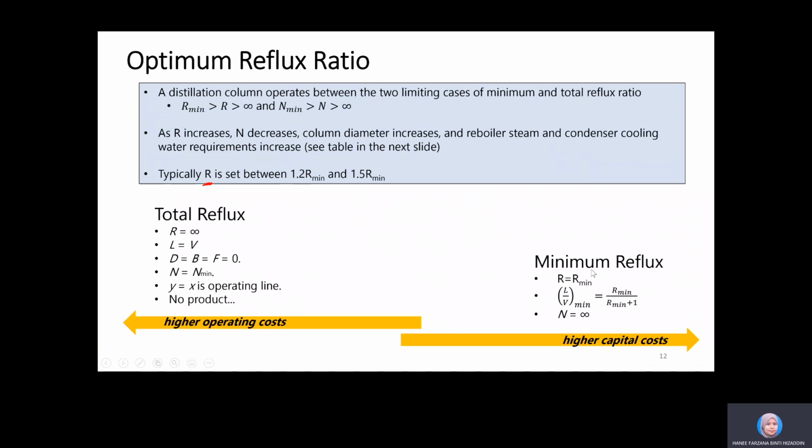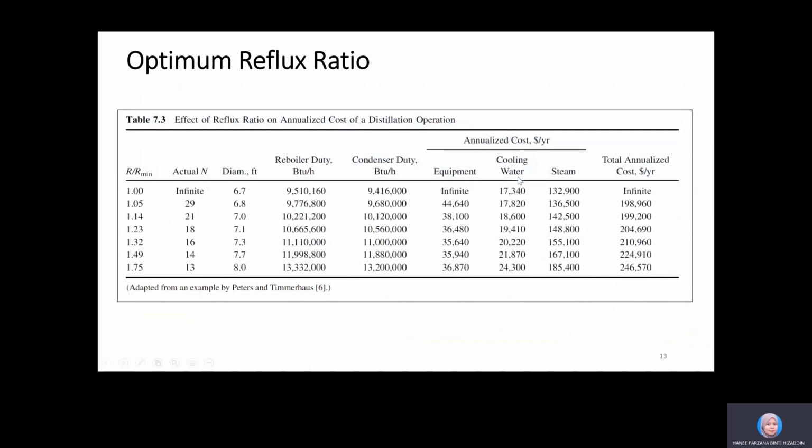But when you decide to go towards the extreme of minimum reflux ratio, and then N is approaching infinity, I mean N increases, thus you will have to deal with higher capital costs, although you will reduce your steam or heating and cooling requirement. Okay, so let's have a look at the next table.